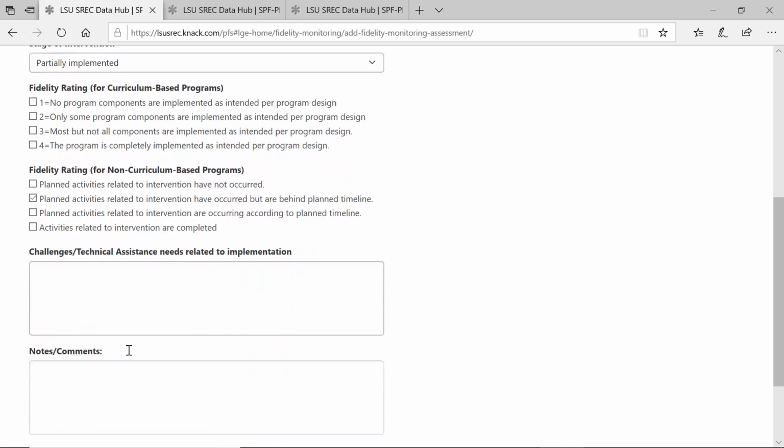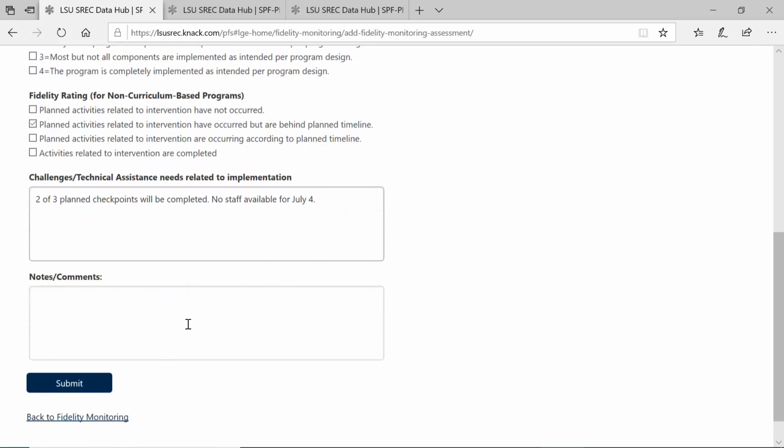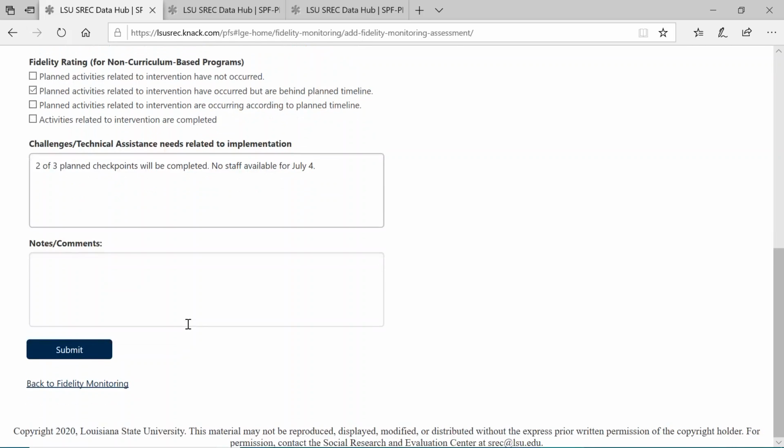And then we have a box to go ahead and note your challenges. So we're going to say 2 of 3 planned checkpoints will be completed. No staff available for July 4. Again, this is something where detail is good, but it doesn't have to be an essay. And you'll have a place here, as usual, for notes and comments if you want to give any other additional information. We'll click submit.